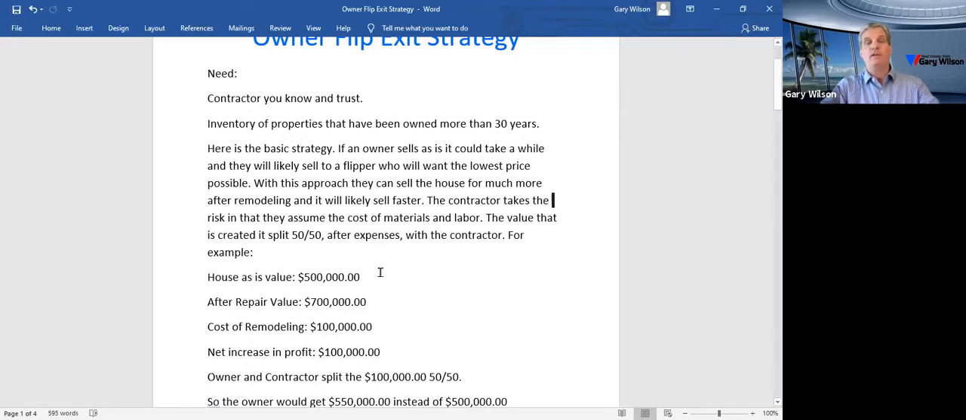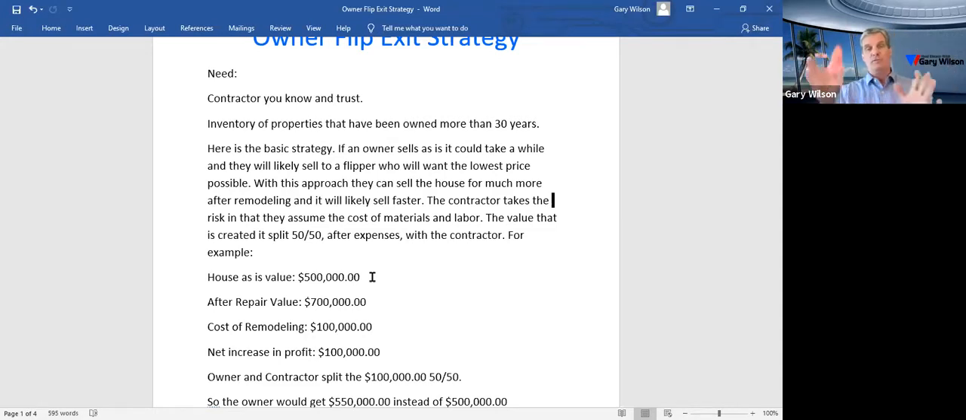So the point is this: let's say you get a house that's outside of town, and the current value is about $500,000, and it's in as-is condition. If you bring in a contractor who would assume the responsibility of the cost of material and labor, that's their risk, and it costs $100,000 to do the remodeling, and the house is now worth $700,000. Well, you've increased the value of the house by $200,000. Now, if you take the $500,000 that it was already worth, you're left with $200,000, and you reduce it by the $100,000 remodeling cost, you're now left with $100,000 in profit.